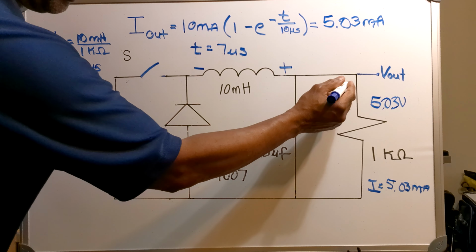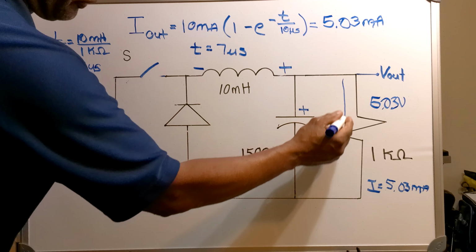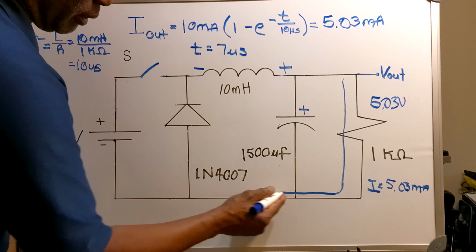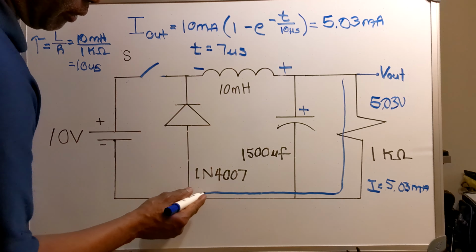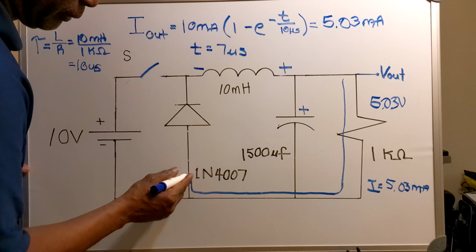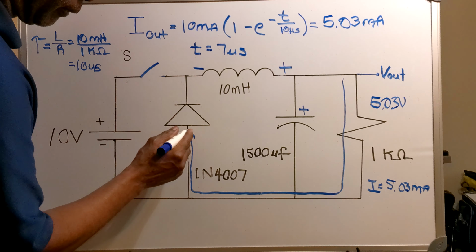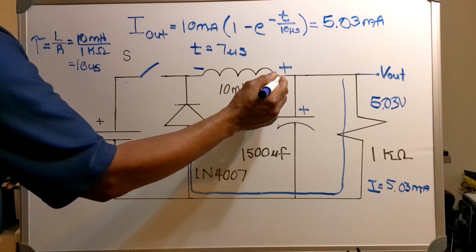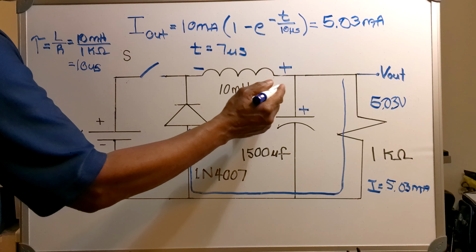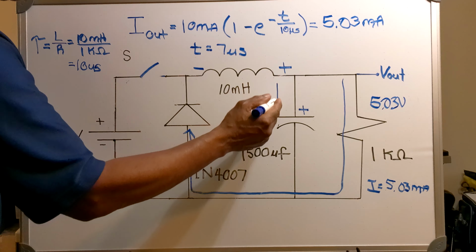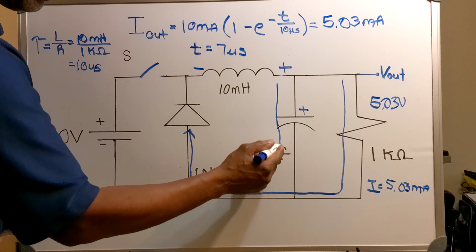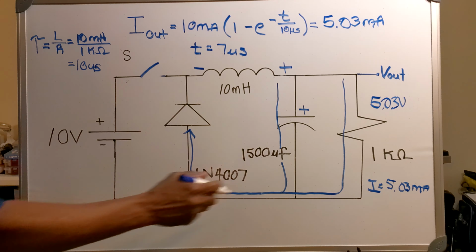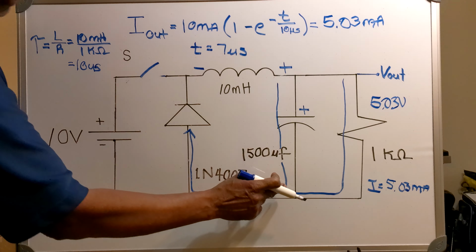And my current will flow down through my resistor all the way to my diode. And my current will also flow down through my capacitor and through my diode.